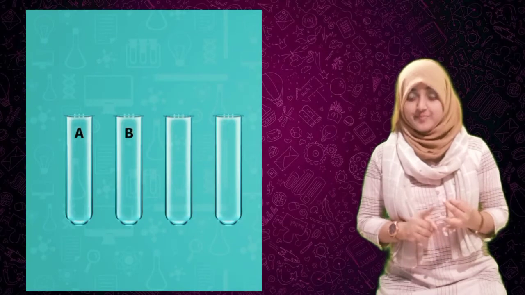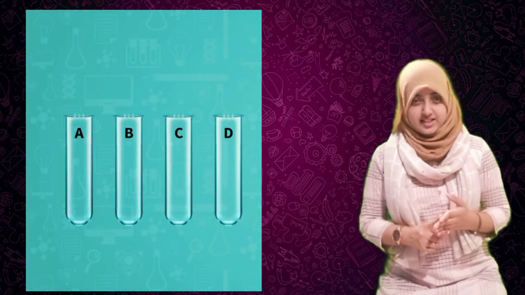But that doesn't mean all the metals react in the same manner with acids. No, the reactivity of metals with acids varies. Now to understand the reactivity of metals with acids, let us perform a simple experiment. For that, we will take 4 test tubes and label them as A, B, C and D.